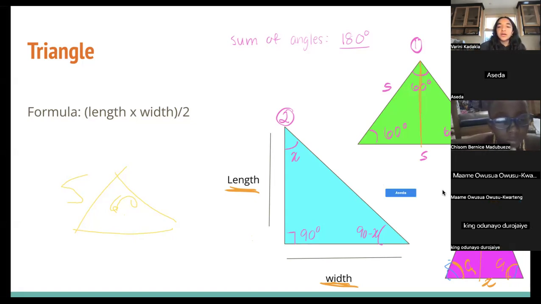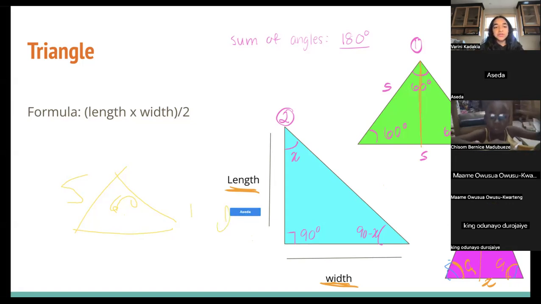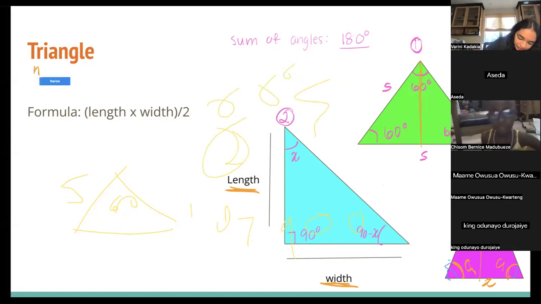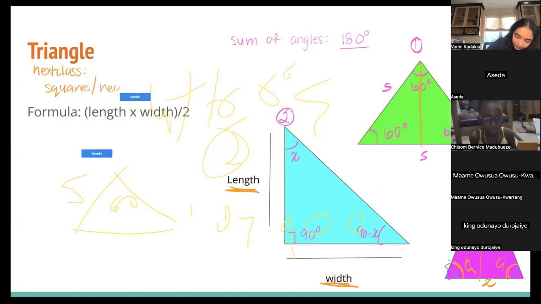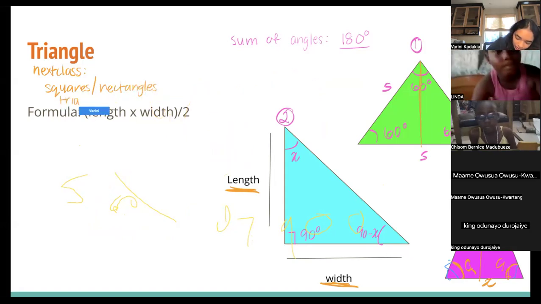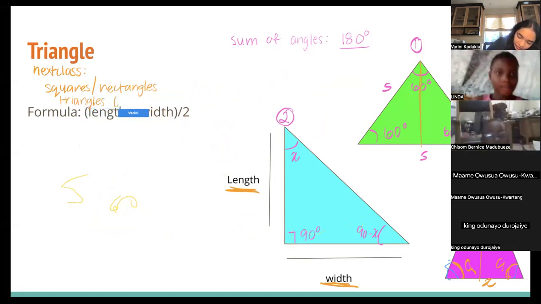Okay, I know that was a lot. So I just wanted to give you an introduction. So basically next class, we are going to learn about squares and triangles. And there are 3 different types of triangles. Well, let me just write this down over here. Okay, this is for next class. We will be going over squares/rectangles and triangles. There are 3 types of triangles.